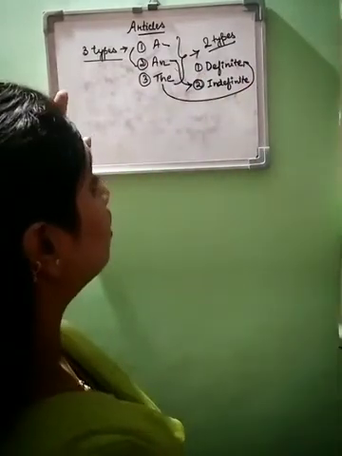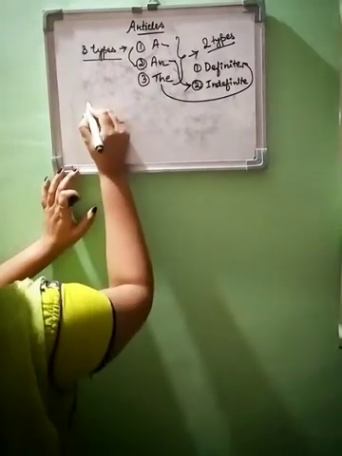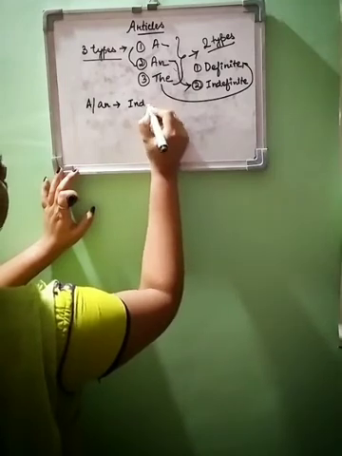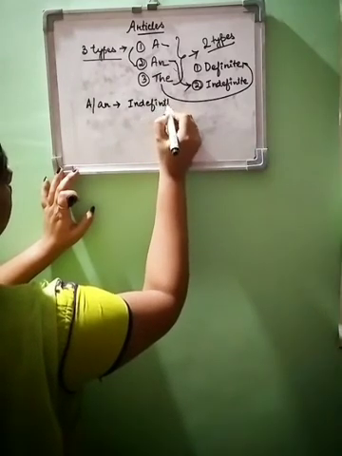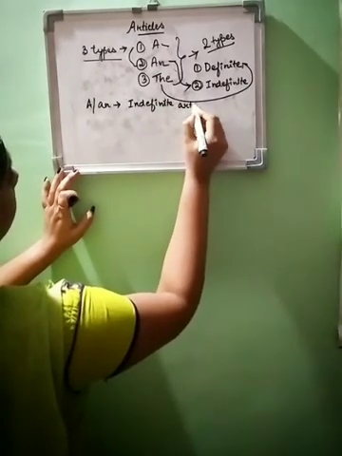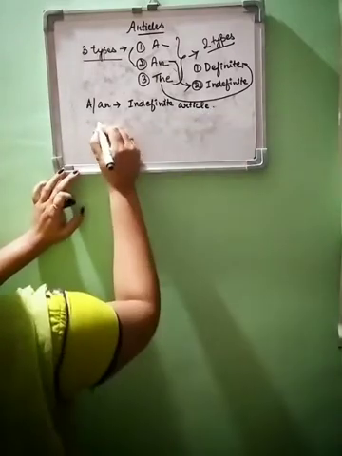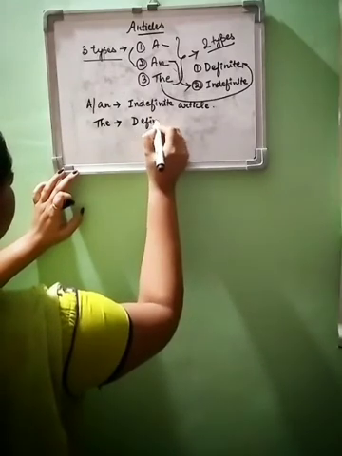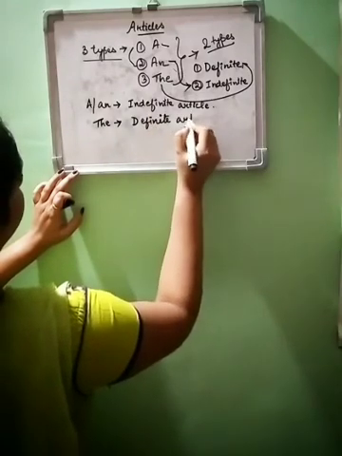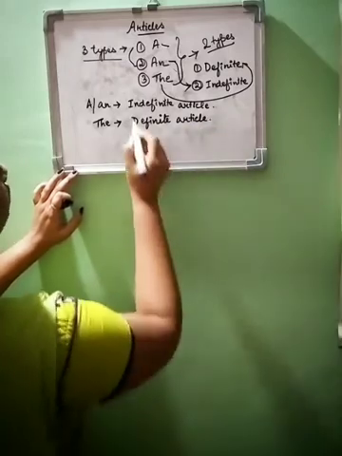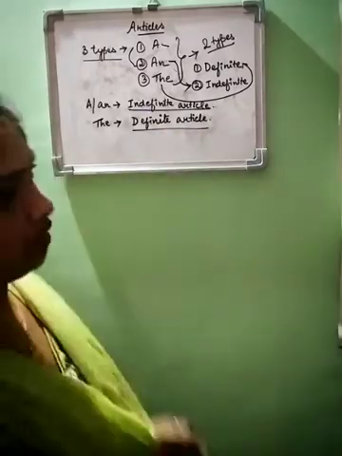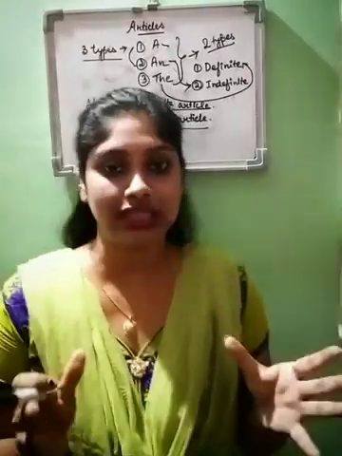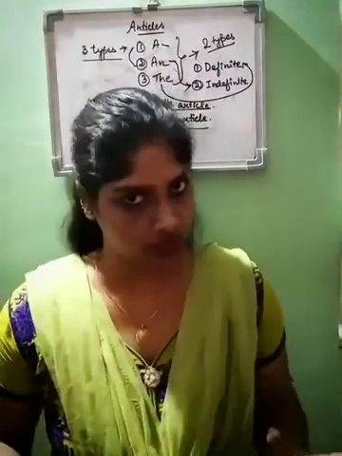It's getting a little dirty here, so let me write it here. A and an are considered to be indefinite articles, and the article the is considered to be the definite article. Now let's talk about what is an indefinite article and a definite article. The word indefinite means which is not particular.